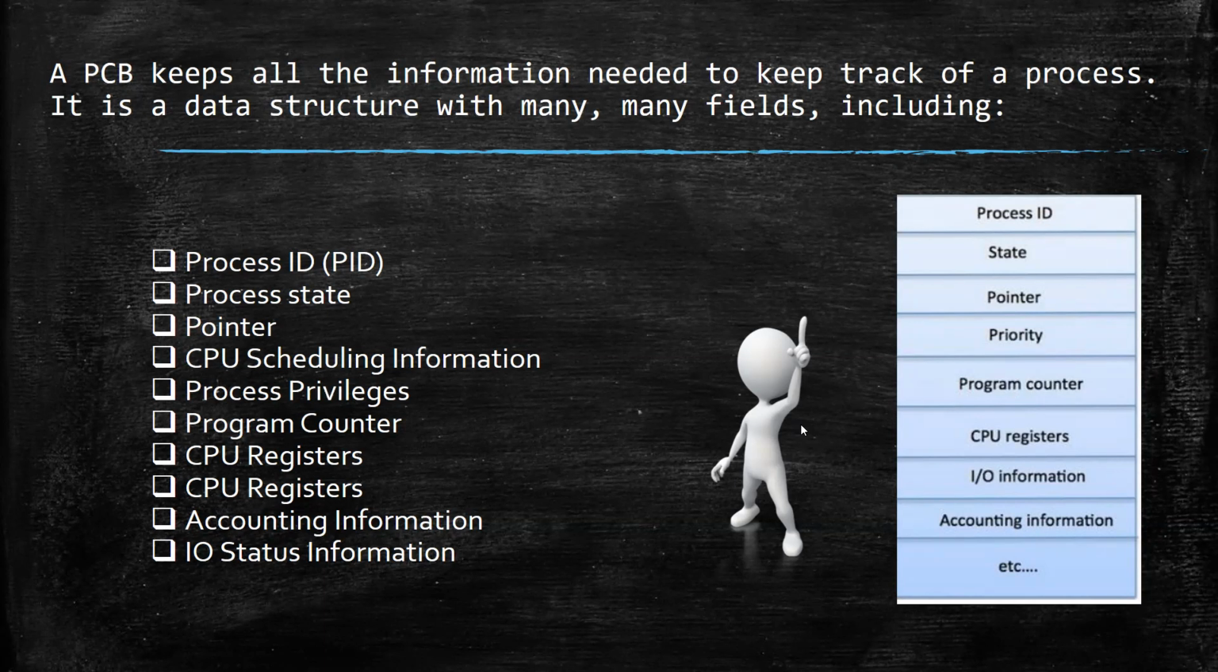Next, we have the CPU registers that store the state information of a process if any interruption is to occur. Accounting information is the amount of CPU used for process execution. And at last, we have I/O status information, which includes the list of I/O devices used by the process. Next slide, please.